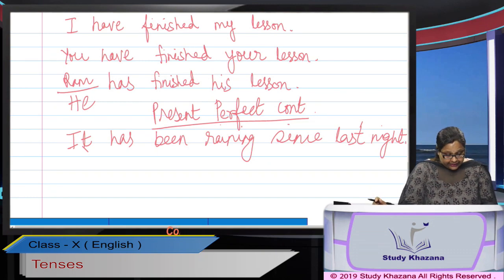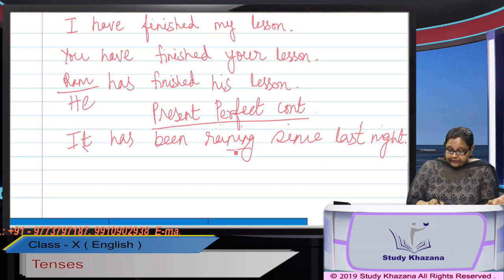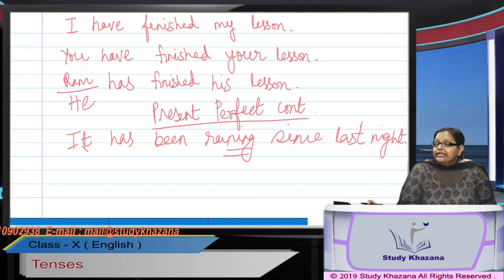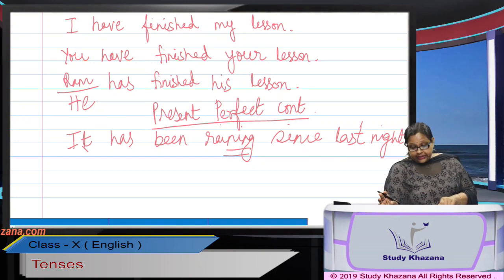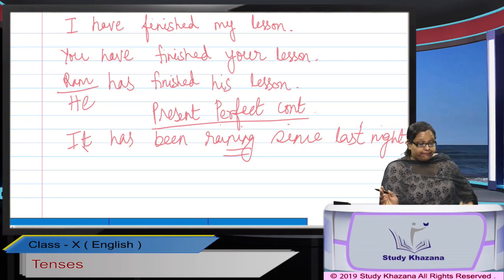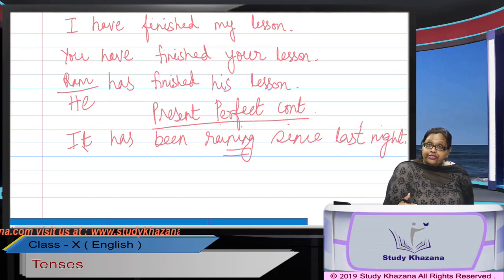Now see the sentence. Here I am saying that it has been raining. The verb is in ing form, which means the action of raining is still going on. Okay, so it means this raining is still happening. But when did it start? It started last night. So present perfect continuous are those actions which have started in the past but they are still going on, unlike the perfect one, because in the perfect one the action we have just finished. That is the main difference between present perfect and present perfect continuous.